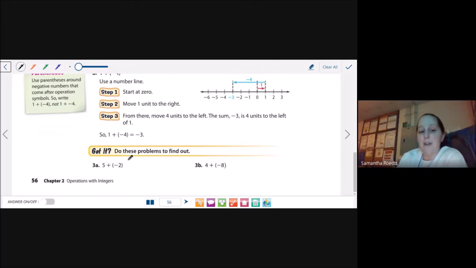All right, so I have 5 plus -2. So I start at 0, I move to 5: 1, 2, 3, 4, 5, and then I move left 2: 1, 2, that gives me 3, so my answer is 3. 4 plus -8, so I start at 0, 1, 2, 3, 4 to the right, and then 8 to the left: 1, 2, 3, 4, 5, 6, 7, 8, to -4.